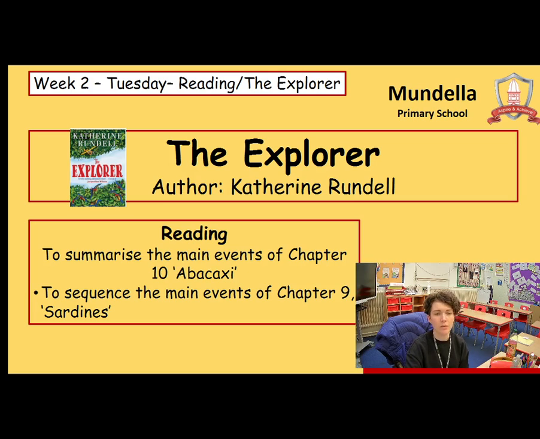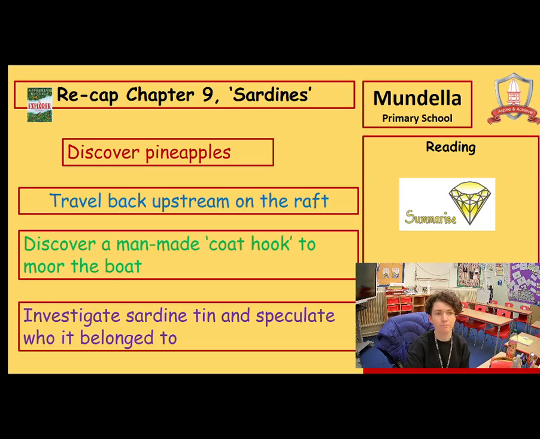So in today's lesson, we are going to be summarising the main events of Chapter 10, which is called Abacaxi. And then we're also going to be sequencing the main events of Chapter 9, which is called Sardines.